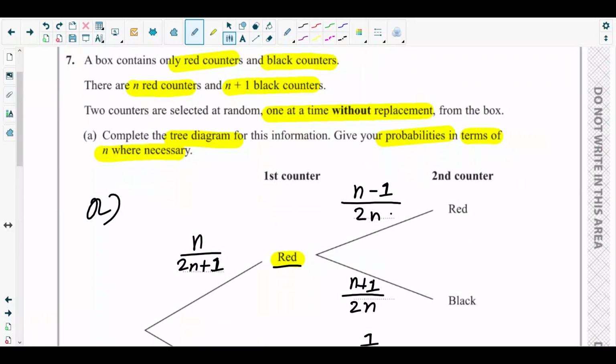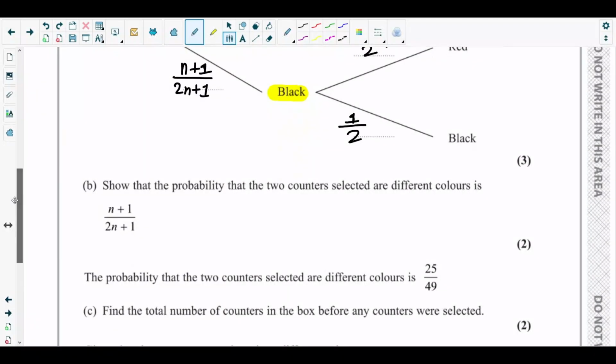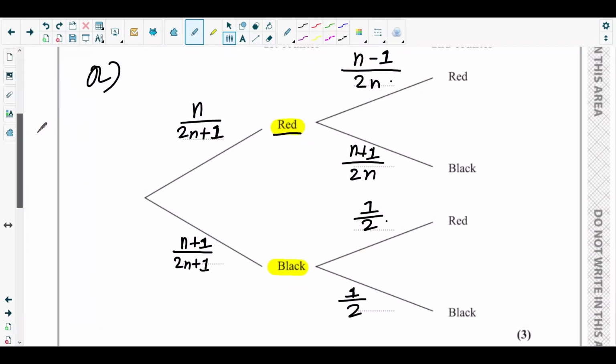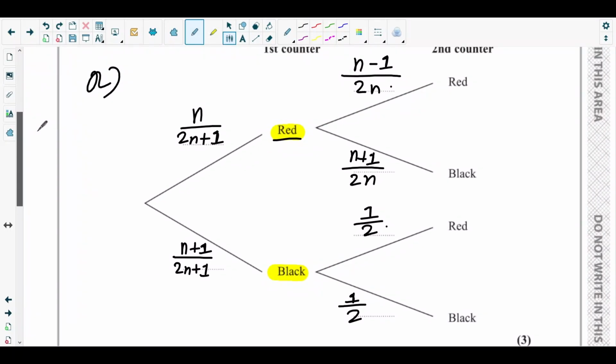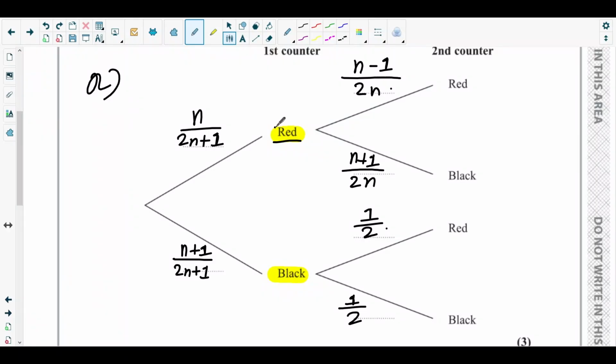Next is part B. The question is asking to show that the probability that the two counters selected are different colors is n plus 1 over 2n plus 1. Different colors: red, black, or black, red. That's it, right?